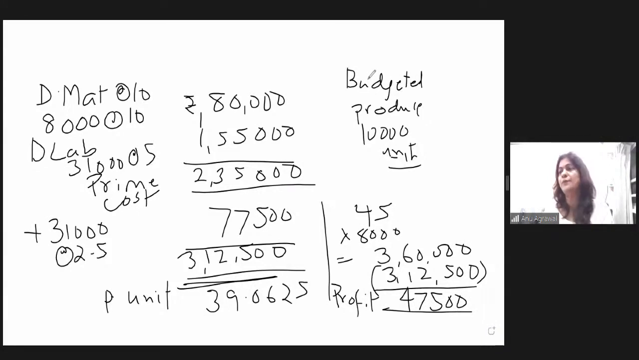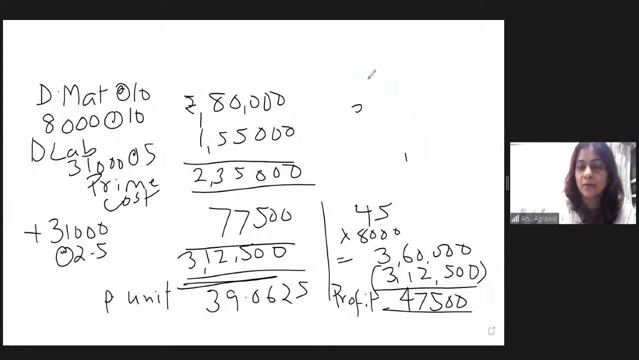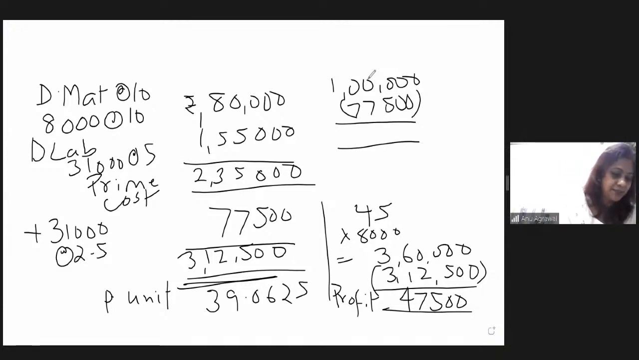But have I made a profit of 47,500? This is a very big question. The answer is no. I'm not even talking about my actual overhead. If my budgeted overheads are 1 lakh and actually I've incurred 1 lakh, but I've only charged 77,500, what is the difference? 1 lakh minus 77,500. How much is it?